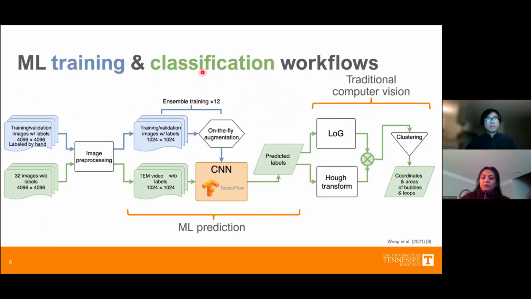So the UNet could be used as part of a machine learning training and classification workflow for identifying defect structures by generating the class labels. And after labels are generated, more traditional computer vision tools could then be used to actually measure the size of these generated labels, since the network doesn't actually give measurements or other physical data.